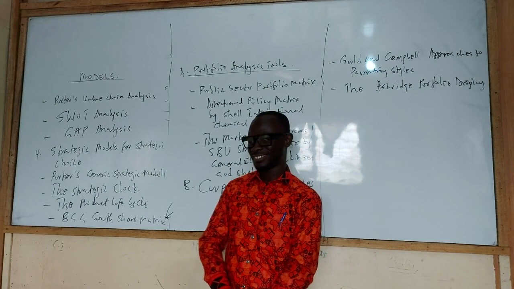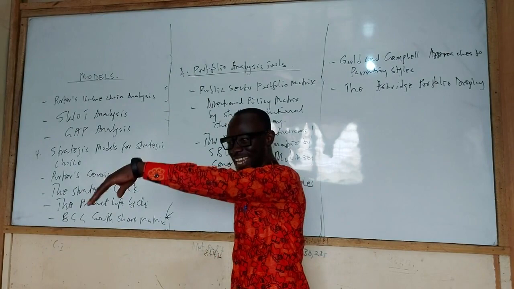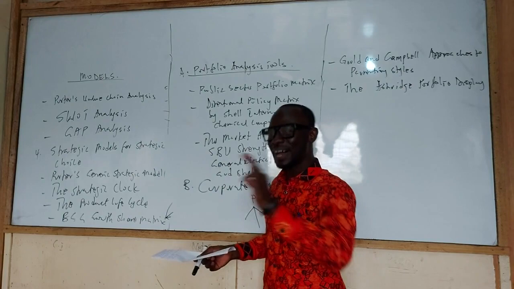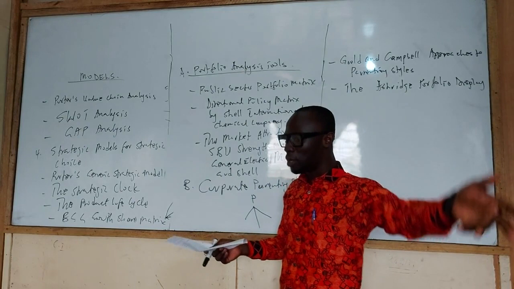For example, SWOT. If you don't know the S is strength, how will you know? So you should know all of them, but then you must be able to pick out the situation in the case and say, this is the kind of model that I'm going to be using. So it goes beyond just knowing the model, it's about application of the model. The application will come from the case study.